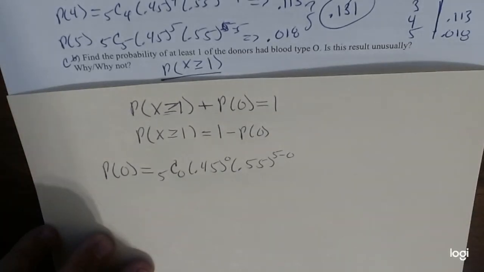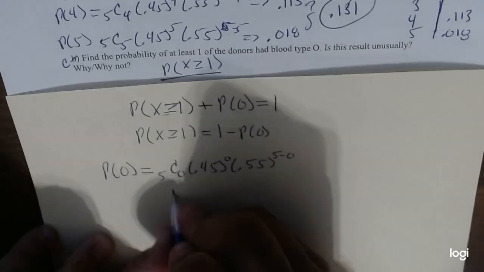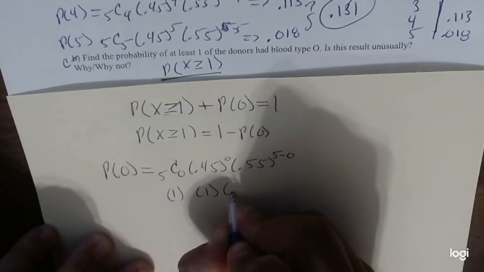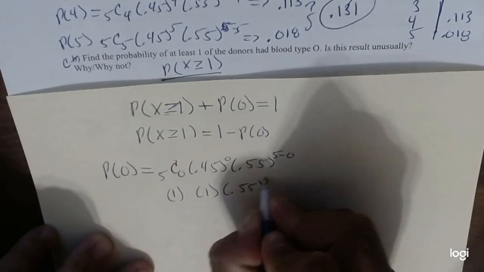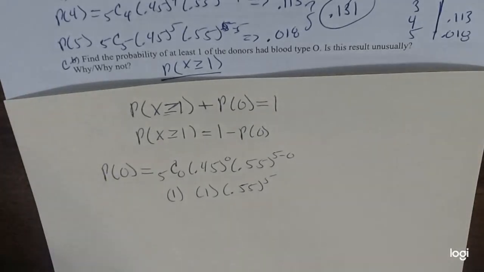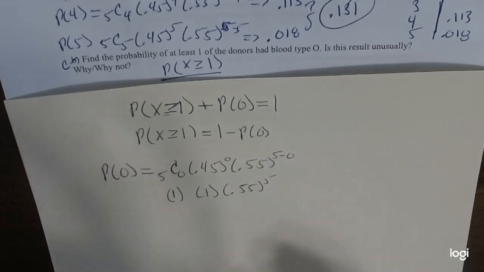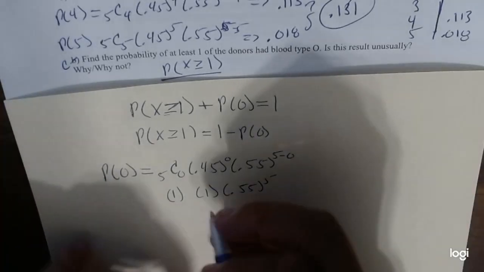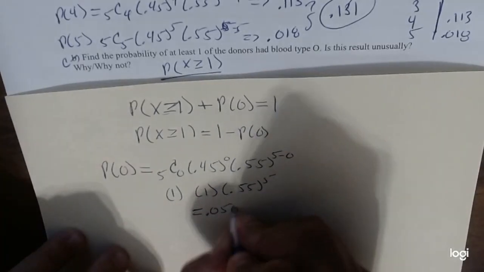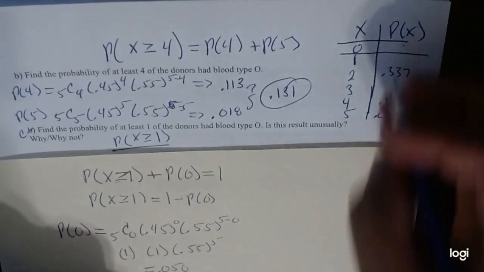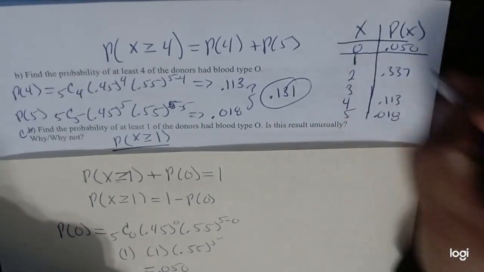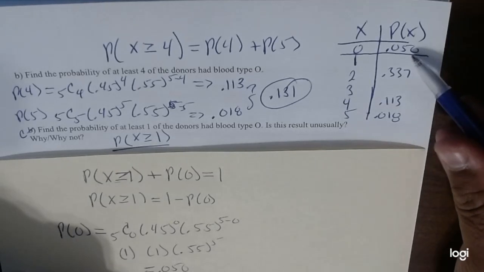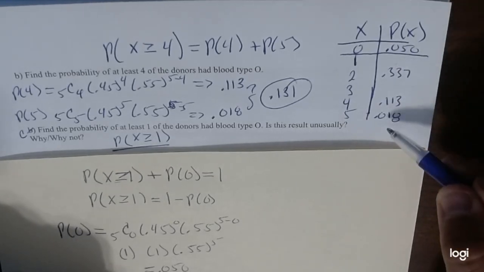Okay. All right, so we do this, it's going to be 1, it's also going to be 1, and essentially all we care about is what's 0.55 to the 5th power. So 0.55 to the 5th power should give you 0.050. So if I go back to my chart, this is now 0.050. Now if I do 1 minus this, that gives me everything I actually want.